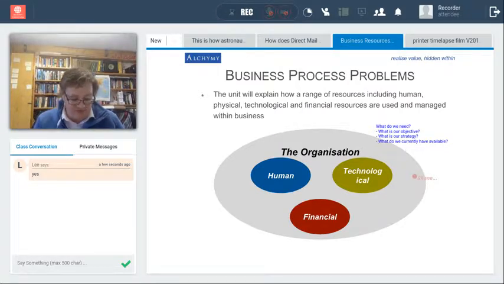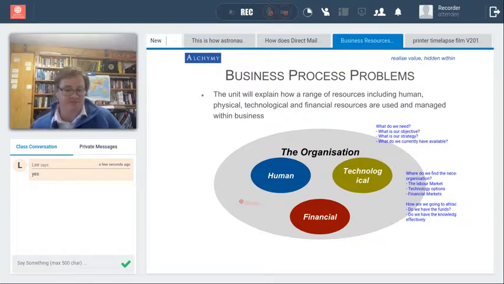And of course that comes down to, do we have the funds? Do we have the knowledge and capability to resource effectively? So that's kind of where we're at. And those are the questions we can apply to human, technological, and financial resources. What do we need? Where are we going to find them? And then how are we going to attract them or get them to commit to us? So that's our fundamental challenge.